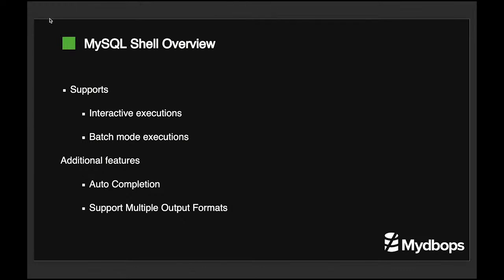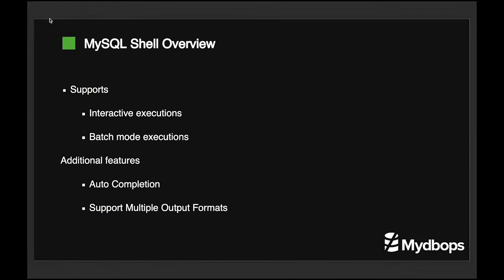So Shell supports two kinds of execution modes. One is the interactive mode and the other is the batch execution mode. In the interactive mode, of course, you can support multiple lines. In the batch, it can be line by line. Among the additional features, it has auto completion by tab, where known keywords of SQL or JavaScript can be auto completed, and it also supports multiple output formats.